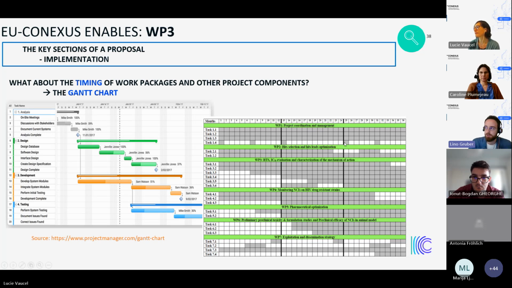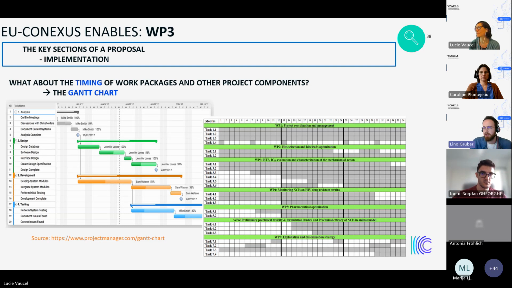For instance, on the first one, you've got the name of each task, the specific name, the partner responsible for each task. In that case, you even have the completion percentage of each task, because Gantt charts can also be used during the implementation of the project, and not only at proposal preparation stage, which is why in that case you can see the completion percentage of each task.